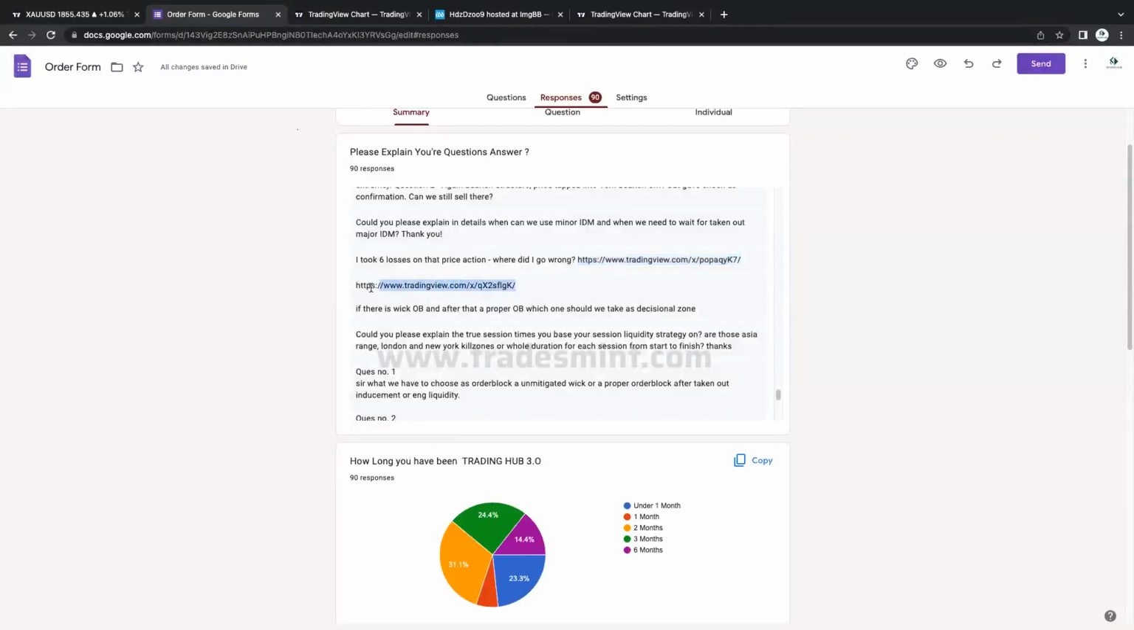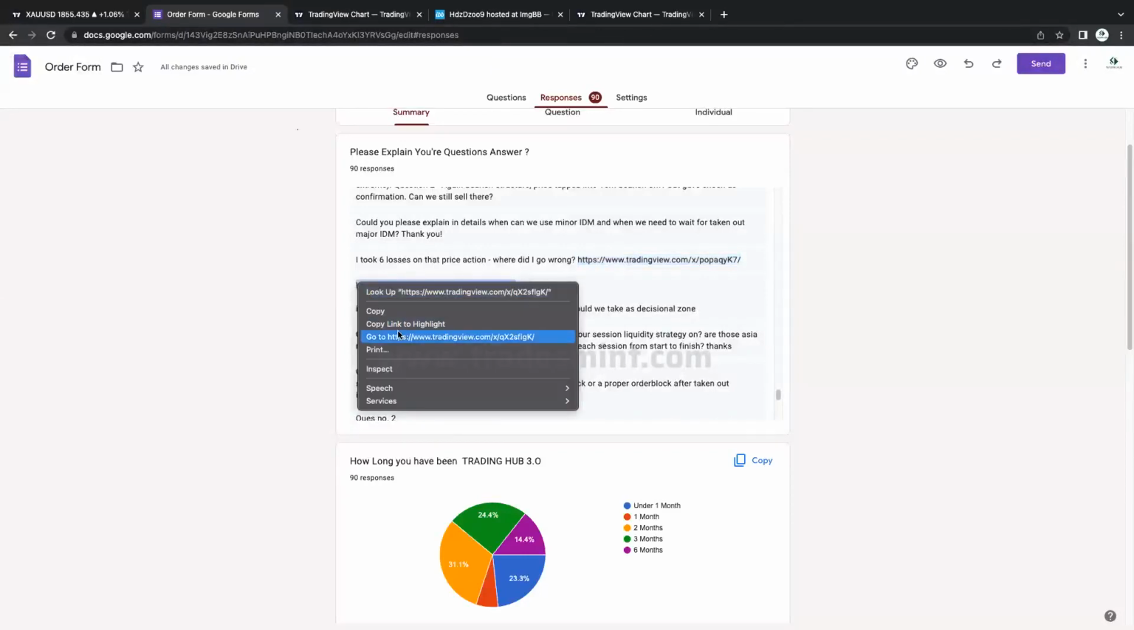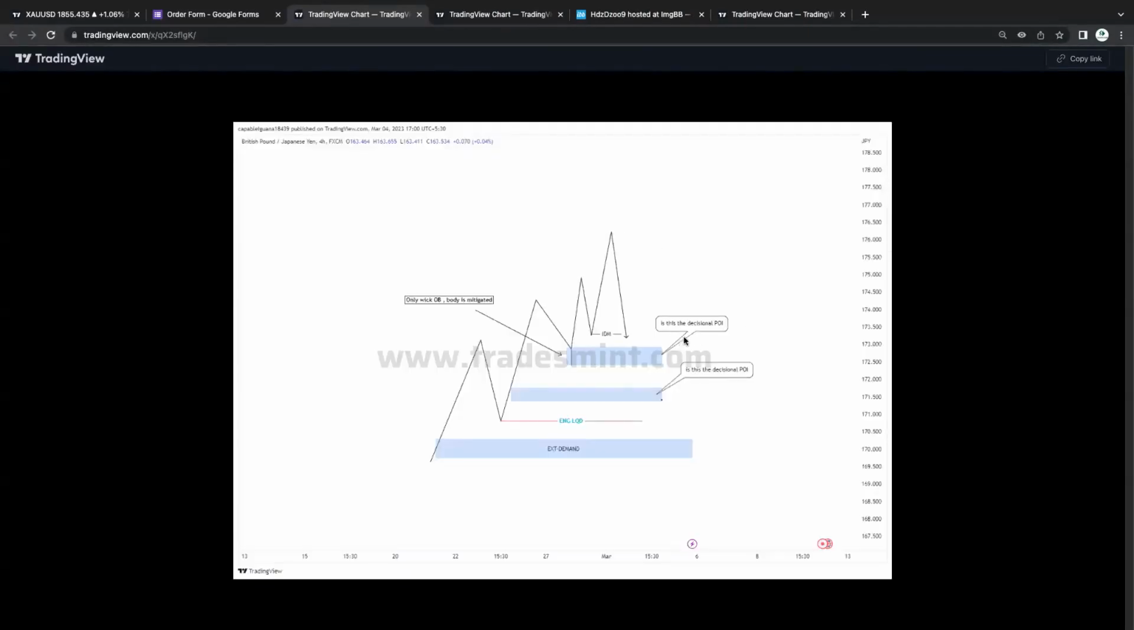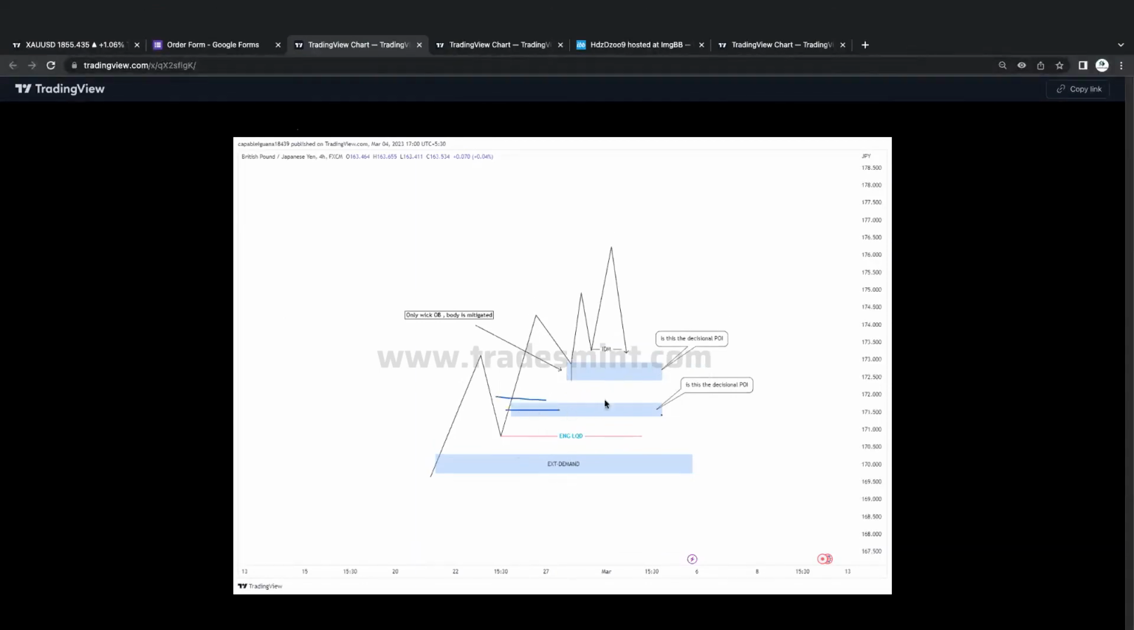The next question is here. Is this a decisional PD array? Yes sir. No sir, the second one is not decisional, this is an SMT. This is an inducement, mitigate, or buy here. This is an SMT.